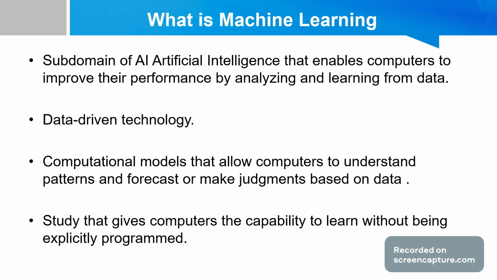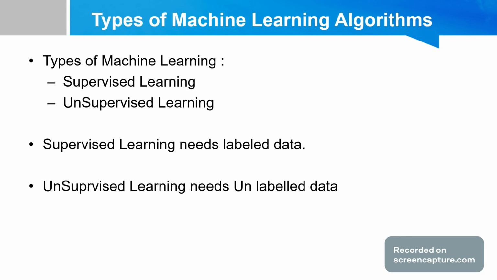So it is a computational model which allows computers to make a judgment or prediction or forecast by understanding the patterns. It is a study that gives computers the capability to learn without being explicitly programmed. So whatever we are doing till now, we are making the computer understand without explicit programming, just training the model and giving the results. That's it. No coding.